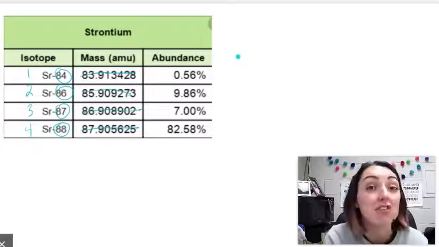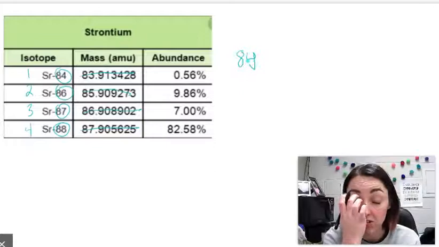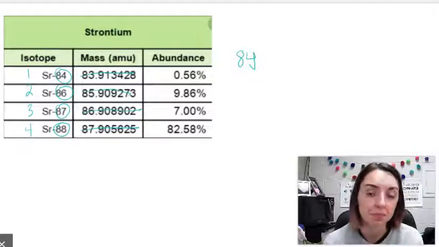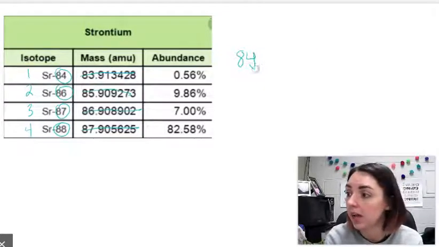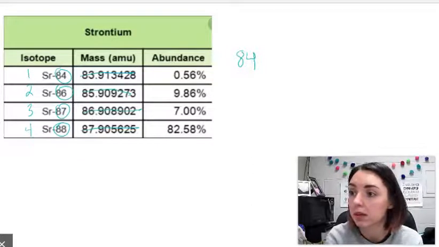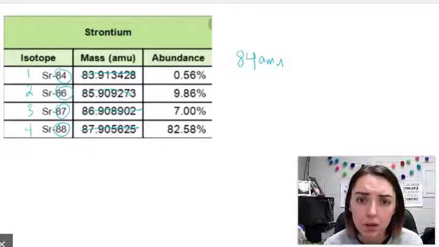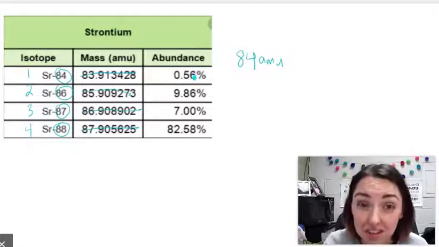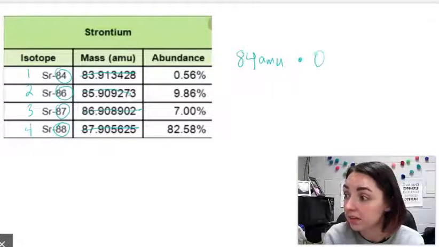Okay, so I've got strontium 84. That is in AMUs, atomic mass units. Another unit we use is grams for every mole. We haven't talked about the mole yet, so we'll just use AMUs for now. And we need to do a weighted average, so we need to figure out how much of that 84 is actually part of the final atomic mass. It tells us it's 0.56%, so I'm just going to multiply by the percentage.